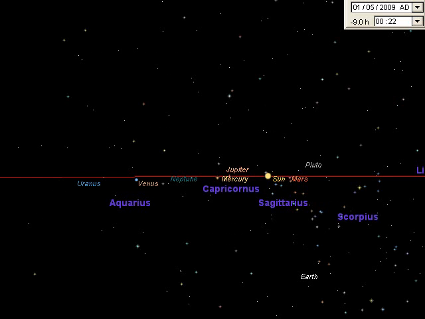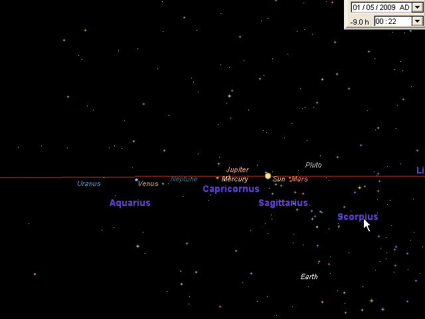So here I changed the view radically. I got rid of the horizon because I just want to look at the black sky with all the stars and constellations and planets. The line that we see here is the ecliptic, along which the sun runs. It's exactly on the ecliptic. That's the definition for it. And it runs through the zodiac constellations.